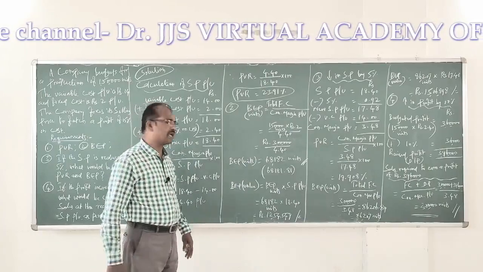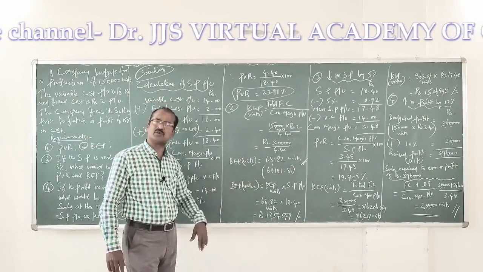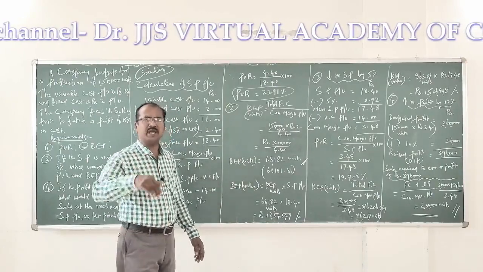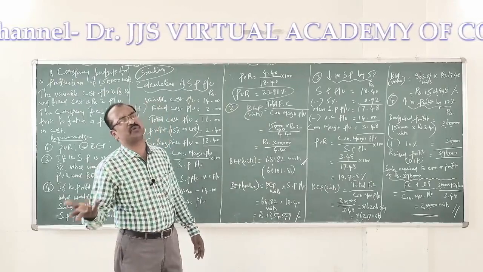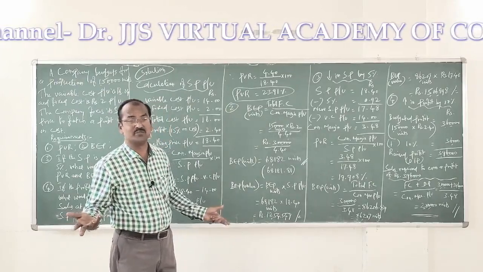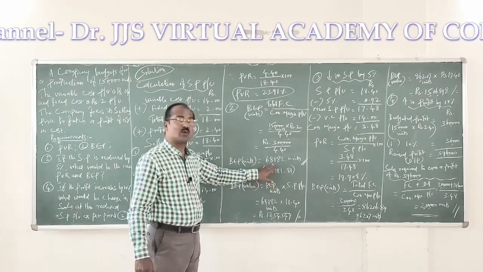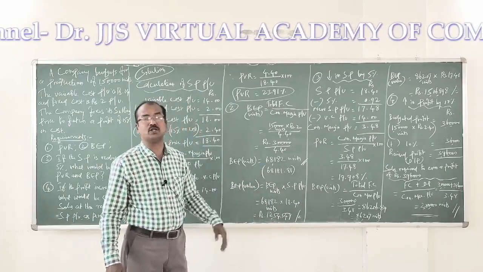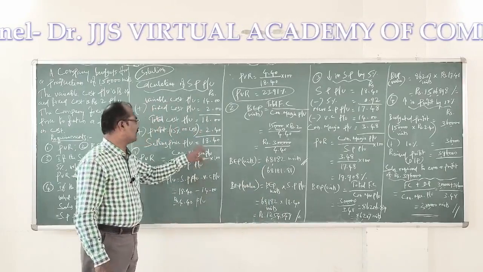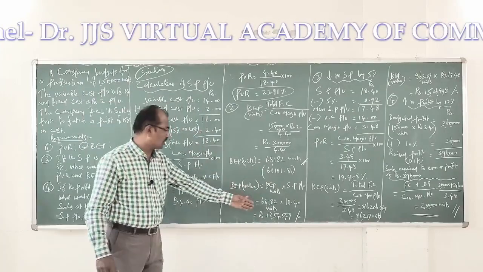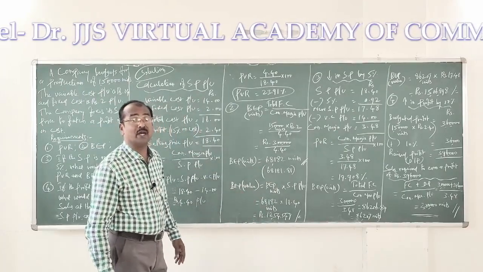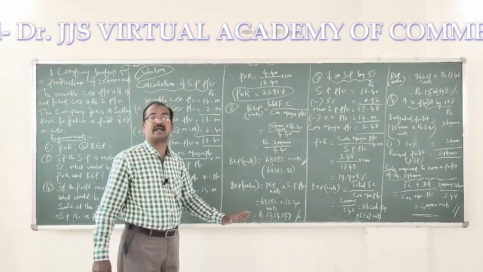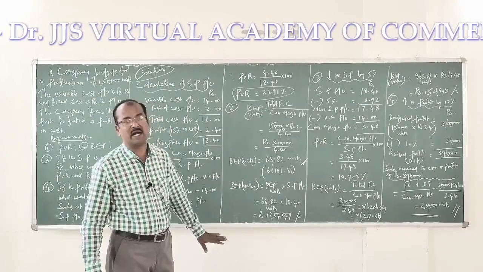Now let us calculate break-even point in value. In this situation, the easiest way to calculate BEP in value is what? BEP in units into selling price per unit. Put it very simply. So BEP in units is calculated as 68,182 units into selling price per unit, which is nothing but 18.40. Therefore, what is BEP in value? 12,54,549 rupees is the break-even point in value.